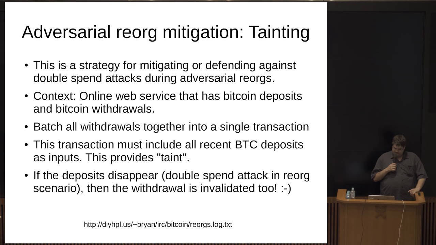So how do you go and prevent this? Well, the way I would describe it is that you need something like what I call taint, which is that you want to taint all of the withdrawals with all of the recent deposits. The reason this works is that if you taint all the withdrawals with all the recent deposits, in the event that the deposits disappear due to a reorganization or some sort of hash rate attack, then the withdrawals are automatically invalidated because the deposits no longer existed. So the Bitcoin transaction that gave the withdrawal, you have to taint with the deposits. If the deposits don't exist, that transaction is no longer valid, and they won't be able to steal your money.